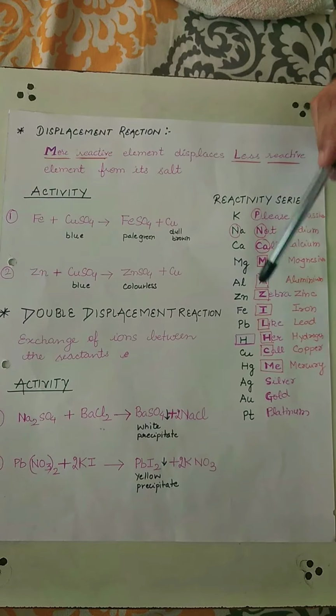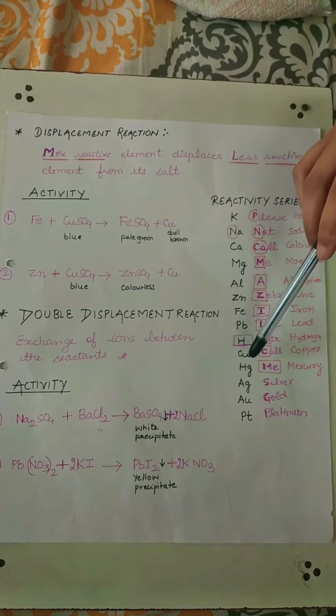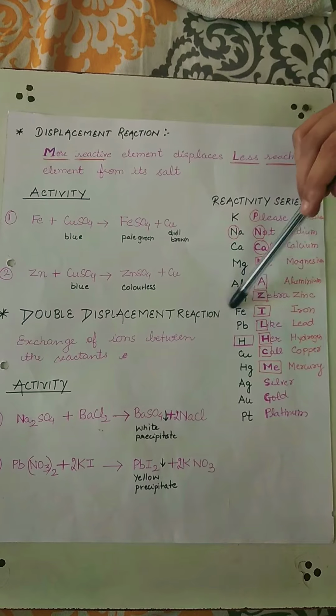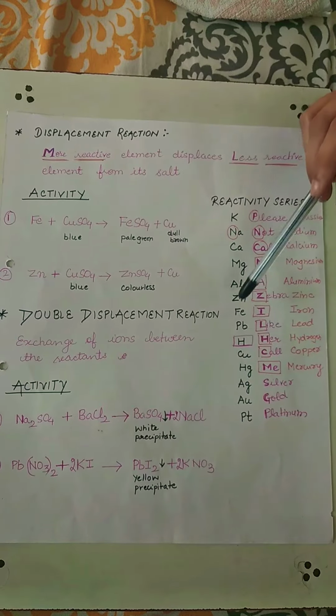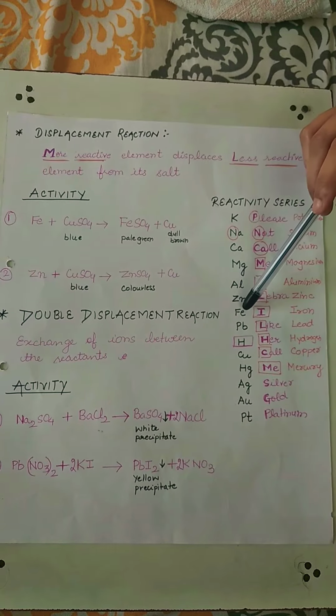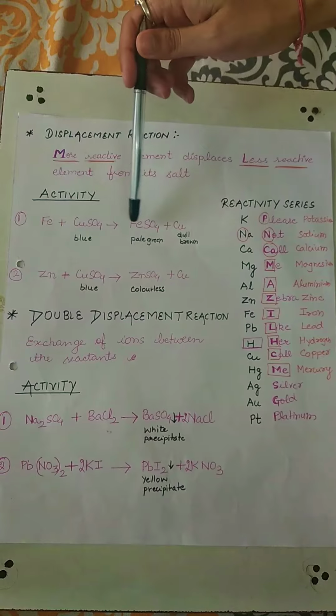So children, the element which is above the other element in the series is more reactive. For example, aluminium is more reactive than zinc, iron, lead, hydrogen, copper, mercury. Similarly, iron is more reactive than lead, copper. So the element which is above the other elements is more reactive.